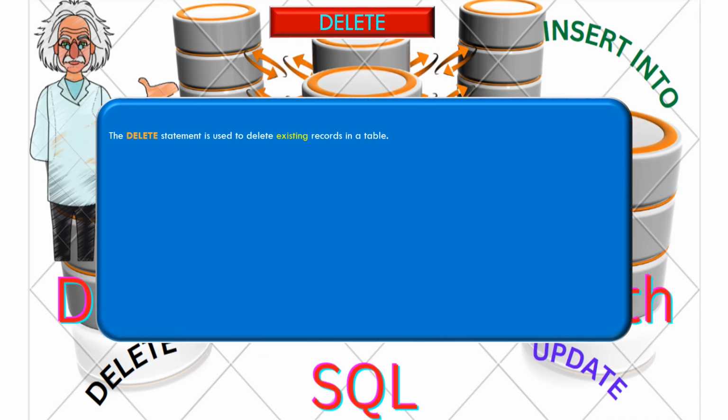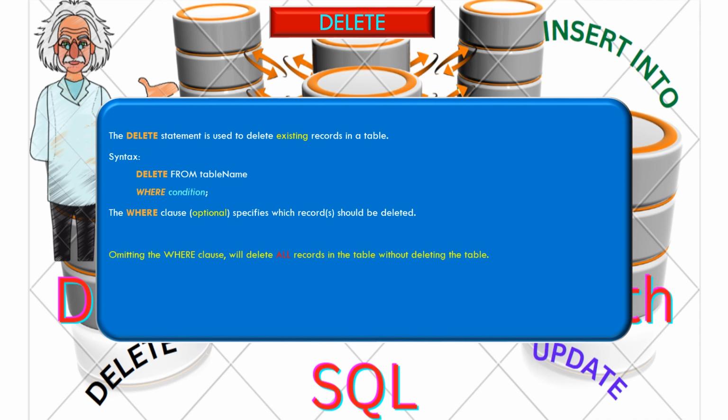Let's take a look at the definition of the delete statement. The delete statement is used to delete existing records in a table, and the syntax looks like the following. The where clause, which is optional, specifies which records should be deleted. Omitting the where clause will delete all records in the table without deleting the entire table itself. The syntax for this looks like the following. The table structure, attributes, and indexes will remain intact.